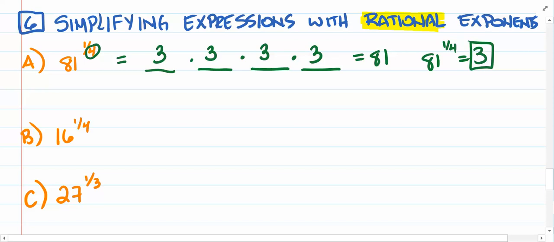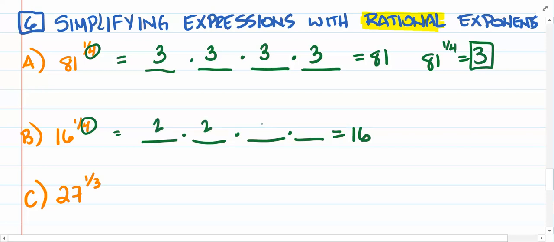That's the answer. Let's take a look at part B here. 16 to the 1/4. Again, what number do you multiply by itself 4 times, because I have a 1/4, to give you back 16? Hopefully you realize that number is 2. 2 times 2 is 4. 4 times 2 is 8. 8 times 2 is 16. So therefore, 16 to the 1/4 power gives me an answer of 2. That's the right answer for that one.